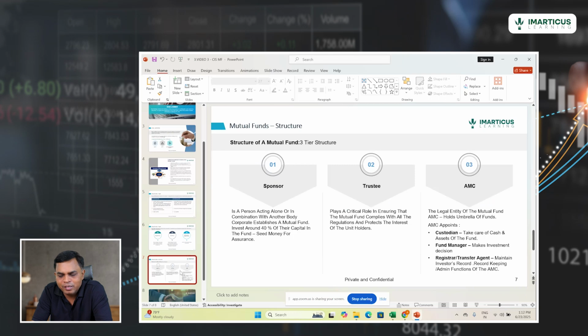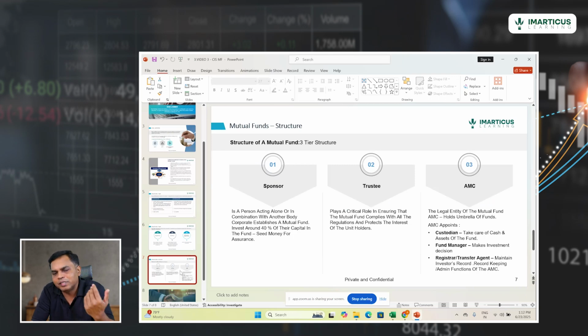Then we have a trustee. The trustee is an entity which takes care of managing the fund. They are responsible for compliance, and they also need to make sure that the investors in the mutual fund are protected. Third, we have the asset management company, called an AMC. The AMC takes care of all the asset allocation and investment decisions.